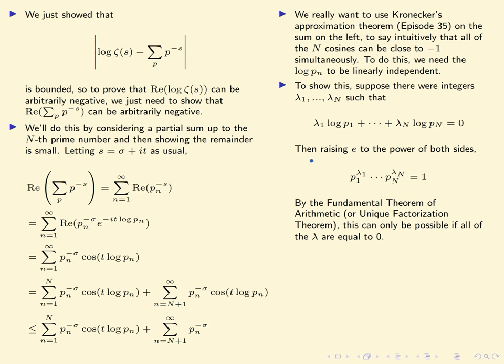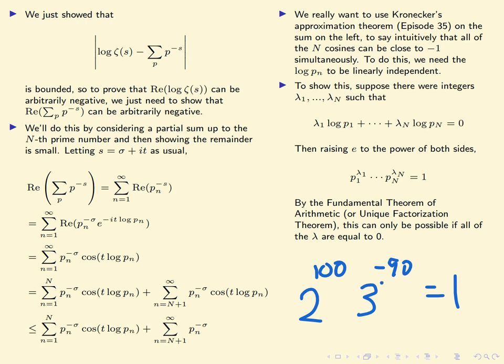Cool, so the way we're going to prove this is that if you raise e to the power of both sides, then you'll get this, e to the 0 is 1. And then by the fundamental theorem of arithmetic, also called the unique factorization theorem, this can only be possible if all of the lambdas are equal to 0. The intuition here is, let's suppose big N is just equal to 2, so you have 2 prime numbers. Can it be possible that, let's say, 2 to the 100th power times 3 to the, it has to be negative because we want to equal 1, to like the negative 90th power or something. Can this ever equal 1?